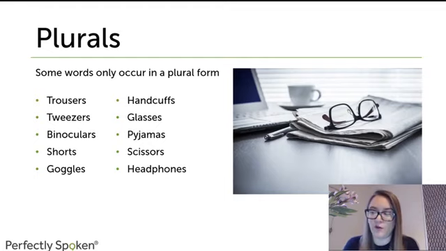There is actually some logic to this. Do you have any idea what that might be? Well, if you think about it, all of these items have two parts to them. So, for example, glasses, we can see there's one part, two parts. The same with scissors, there's the two blades. Headphones, there's the two ear pieces. So, because they have two elements to them, we view them as a plural form.